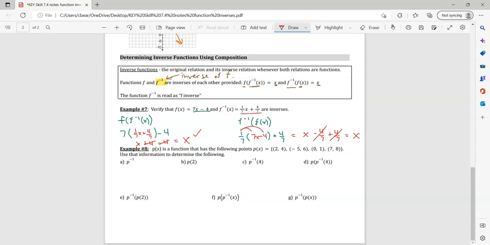All right, last example. For this one, P of x is defined as these ordered pairs. And if I asked you to tell me what P inverse of x is, I would just switch the x and y ordered pairs. So that's going to be your P inverse. Sorry that took so much space there.